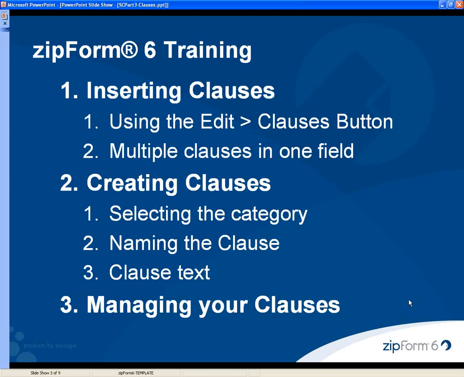So in today's training, we're going to talk about first how to insert these clauses into a form. We'll talk about the Edit tab and the Clauses button on that Edit tab. We'll even take a look at putting more than one clause into a field. We're going to then look at how you can create your own clauses. I'll give you some tips and shortcuts that you can use in creating clauses. We're going to select the category so that it's easy to file these clauses away and find them later on. We'll give it a convenient name that we can look up later, and we'll enter in some clause text.